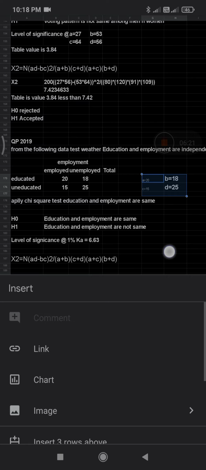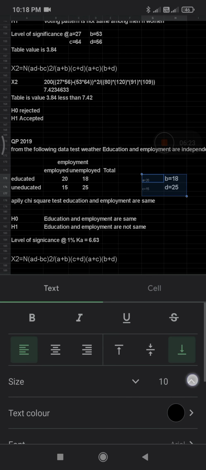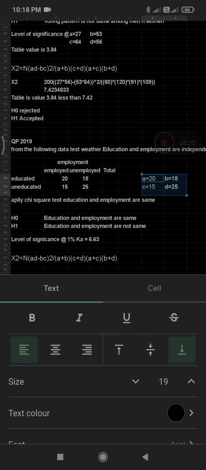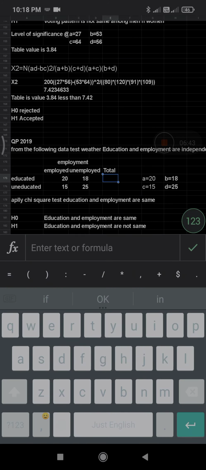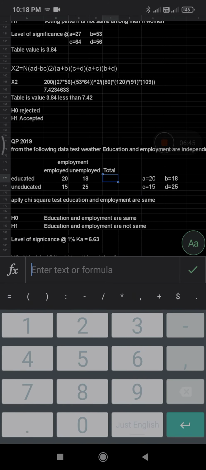So this is the information given in the question, and based on that we are going to find the answer. Now A equals 20, B equals 18, C equals 15 and D equals 25. Now we need to find what A plus B is. A equals 20 and B equals 18, so A plus B is 20 plus 18, which is 38. Then C plus D is 15 plus 25, which is 40.